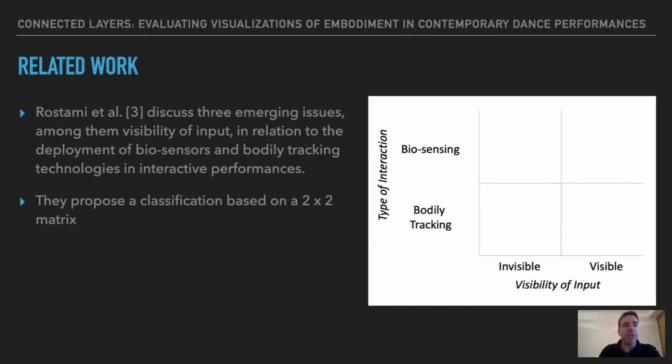Pham et al. discuss three emerging issues, among them visibility of input, in relation to the deployment of biosensors and bodily tracking technologies in interactive performances. They propose a classification based on a 2x2 matrix, with type of interaction in the y-axis and the visibility of input in the x-axis.